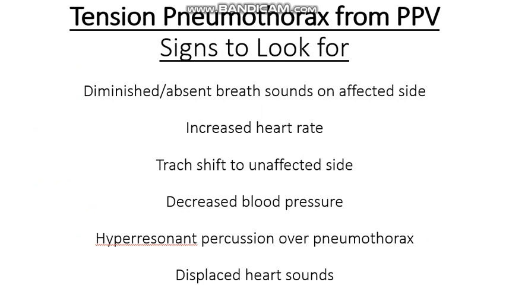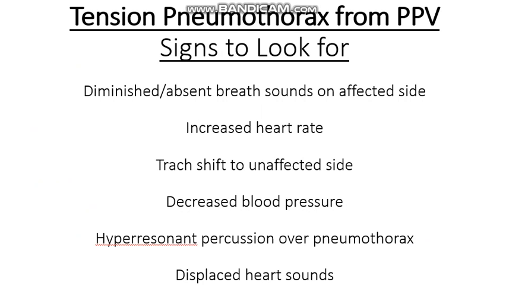Tension pneumothorax from PPV. Signs to look for are diminished or absent breath sounds on the affected side. Increased heart rate. Trachea shifting to the unaffected side. Decreased blood pressure. Hyperresonant percussion over the pneumothorax.